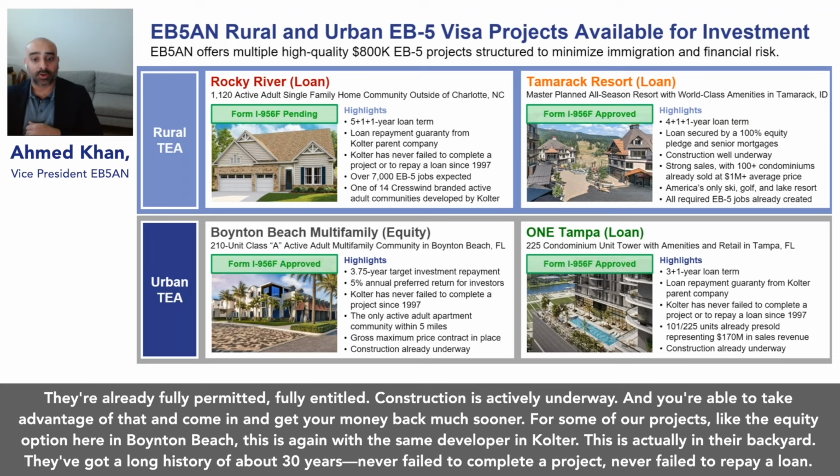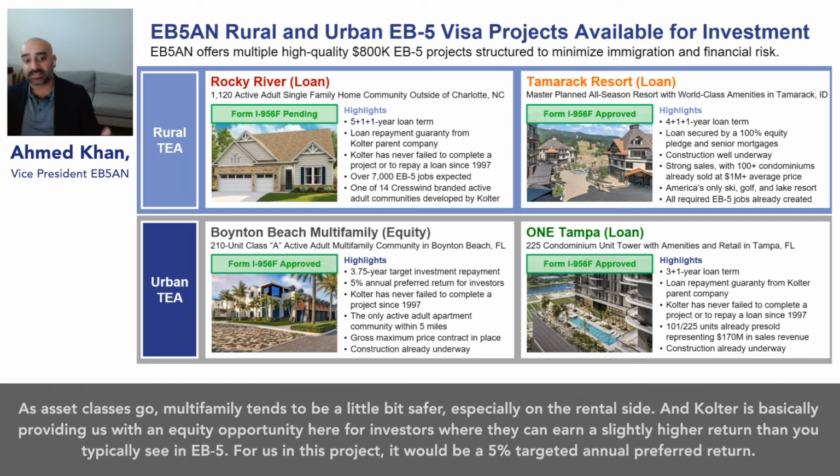For some of our projects, like the equity option here in Boynton Beach, this is again with the same developer, Coulter. This is actually in their backyard. They've got a long history of about 30 years. Never failed to complete a project, never failed to repay a loan. As asset classes go, multifamily tends to be a little bit safer, especially on the rental side. And Coulter is basically providing us with an equity opportunity here for investors where they can earn a slightly higher return than you typically see in EB5. For us in this project, it would be a 5% targeted annual preferred return.